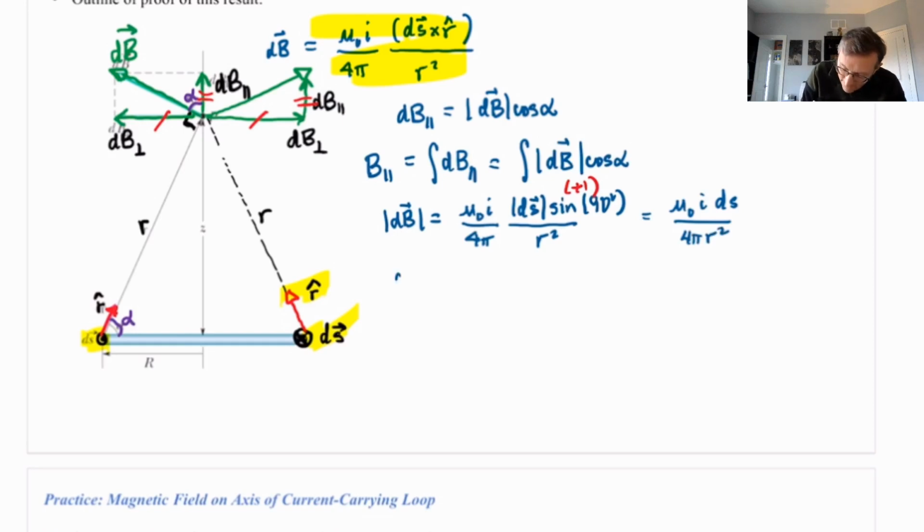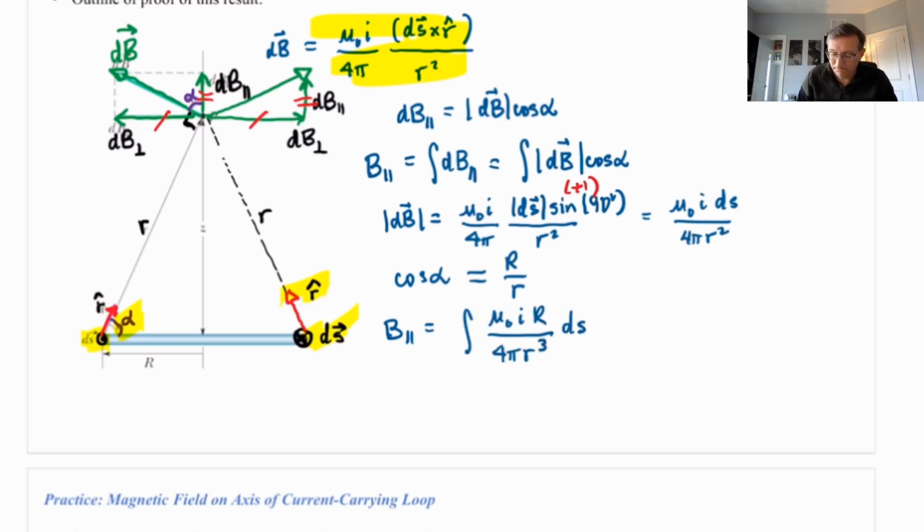Now, what can I say about that factor of cosine alpha? Well, let's use this right triangle down here where the alpha is in the lower left. Cosine alpha then is adjacent over hypotenuse. That would just be big R over little r. So let's put all those things together in the expression for B parallel. That's the integral of mu 0 I big R over 4 pi little r cubed ds. All right, I put in cosine alpha as big R over little r. I'll pull the constants out front.